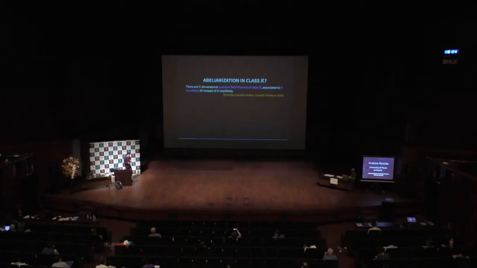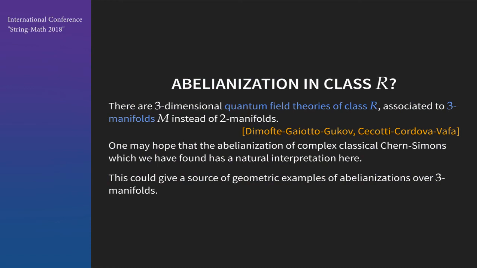So what we would really like is to have an analogous story for 3-manifolds having to do with quantum field theories of class R. So something having to do with the physics of surface defects in theories of class R. That's where I would hope the natural physical use of this construction is going to be. And that might give a source of interesting geometric examples of the kind that I was showing you for WKB over 2-manifolds.